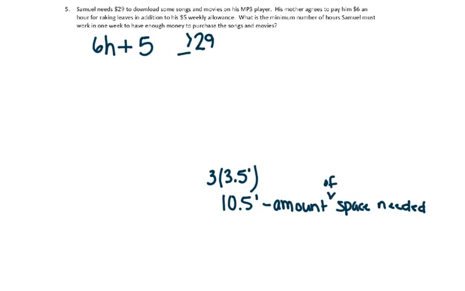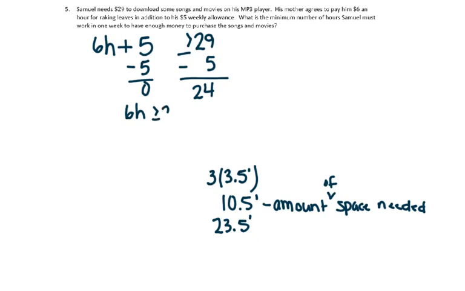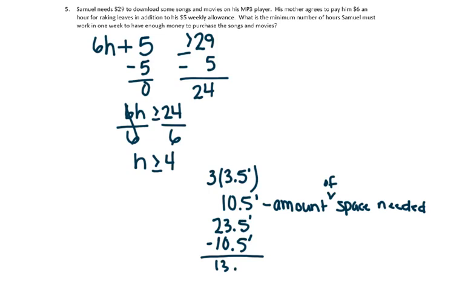What is the minimum number of hours Samuel must work in 1 week to have enough money to purchase the songs and movies? Now, because this 5 is positive, I'm going to subtract 5 from both sides of my inequality. So I end up with 24 on this side. So I have 6H is greater than or equal to 24. And now since this 6 is being multiplied by the H, I'm going to divide both sides of my inequality by 6 to get that H all by itself. So 24 divided by 6 is 4.